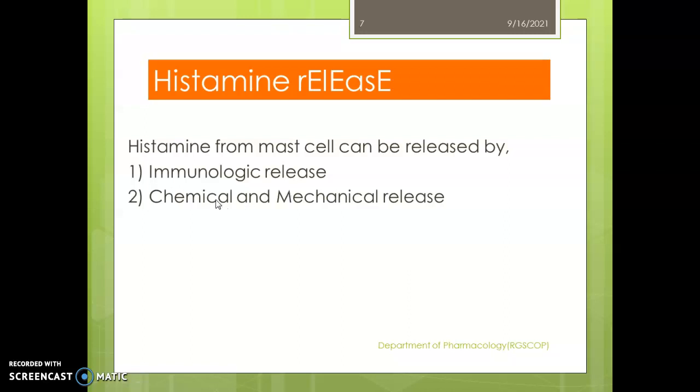Next one, chemical and mechanical release. Chemical or mechanical mast cell injury causes degranulation of mast cell and histamine gets released. There are certain drugs like DTC, D-tubocurarine and radio contrast media that directly replace the histamine from the heparin protein complex within the mast cell by non-receptor action.